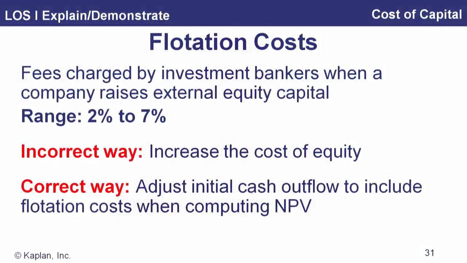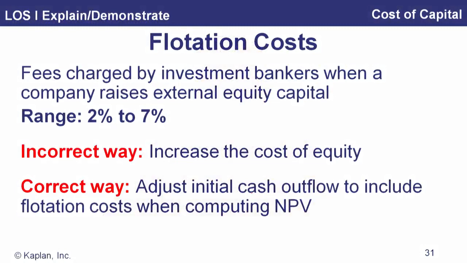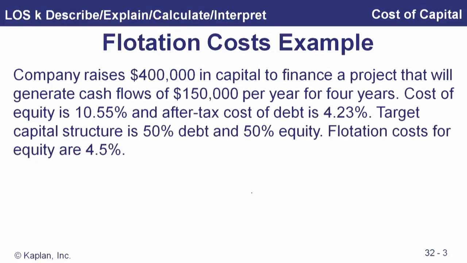Now, the incorrect way, which is how we used to teach it in corporate finance classes at the university in the bad old days, was to increase the cost of equity. So our discount rate, our component cost of equity, would be higher. The correct way, especially for the level 1 CFA exam, is to adjust the initial cash outflow, our CF0 in all our calculations of net present value, to include those flotation costs as if we had paid them directly. So let's look at an example of this calculation.